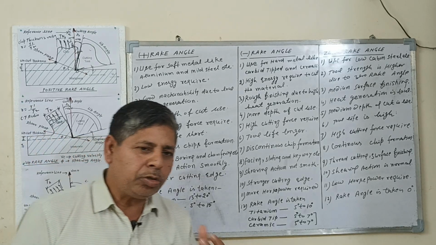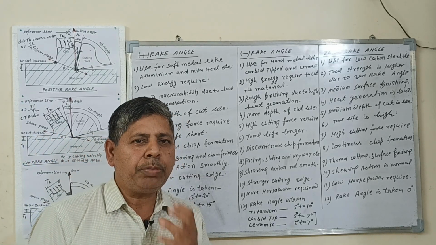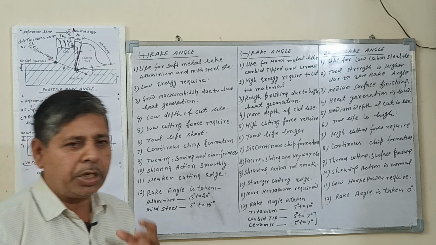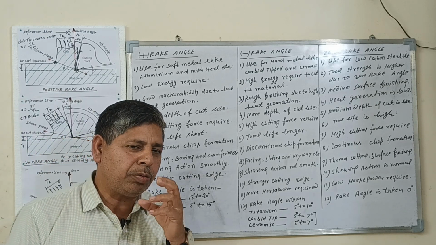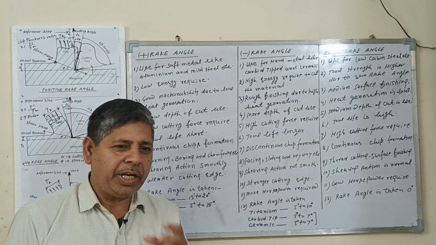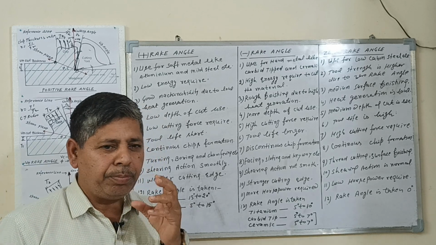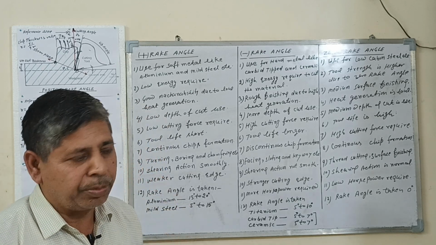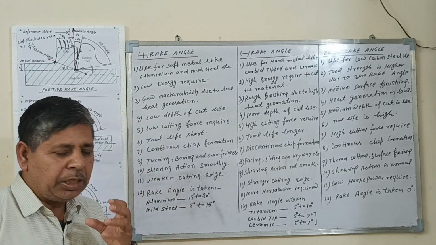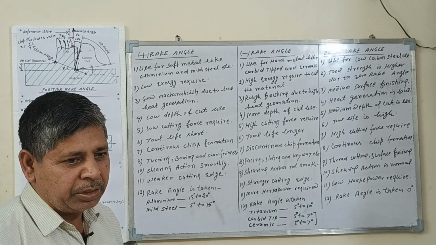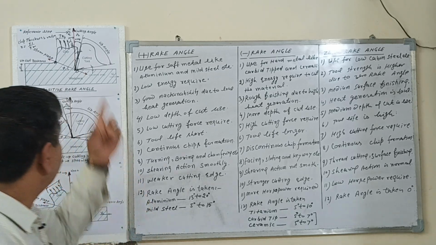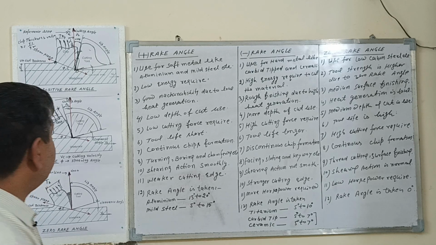Today, I am telling you about the geometry of the tools. The geometry of the tools plays a very important role in controlling the finish on the workpiece and tool life, and also increases the mass production of the workpiece. The finish control on the workpiece generally depends upon the rake angle. So the rake angle is produced.